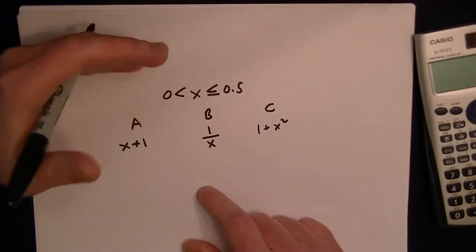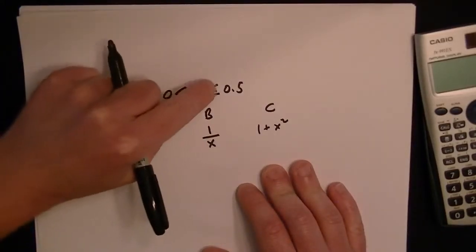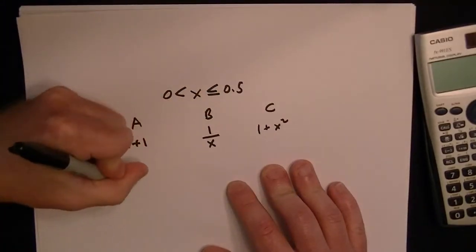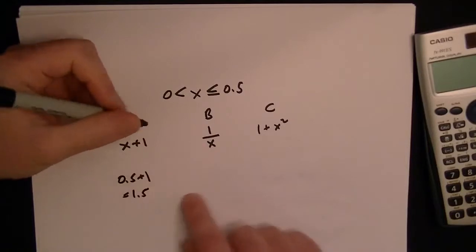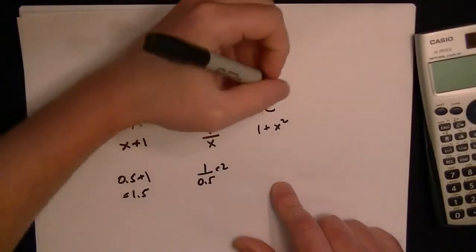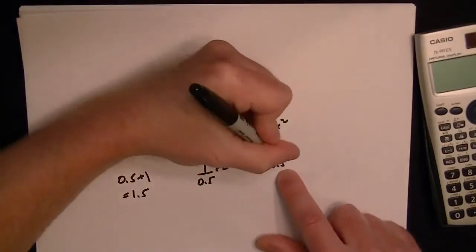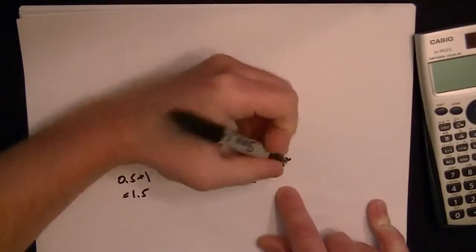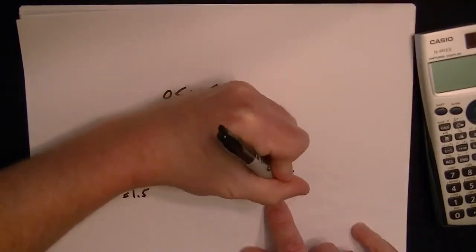So the way to test and figure out the order, you can try a value. So x is less than or equal to 0.5, so we can try 0.5 as one of the extremes. So we've got 0.5 plus 1 equals 1.5, so that's one value for a, and 1 over 0.5 is equal to 2, so there's an answer for b. And then 1 plus 0.5 squared, as I was saying, because you've got a number smaller than 1 and you're squaring it, it gets smaller. So this 0.5 becomes 0.25. And so this one equals 1.25.